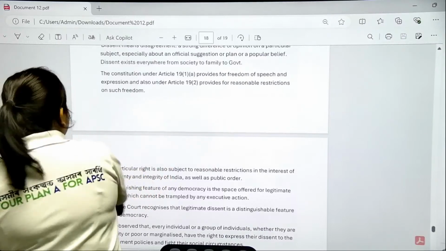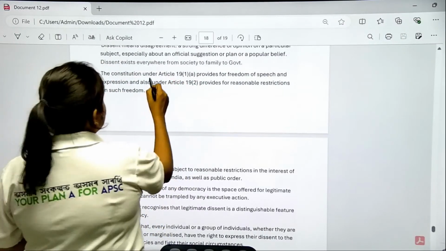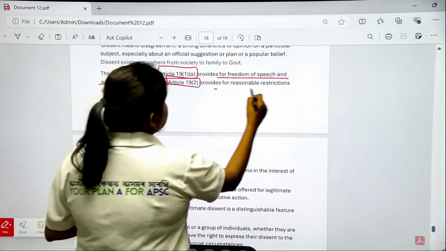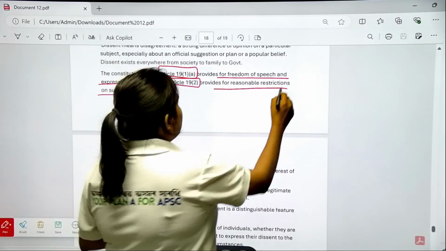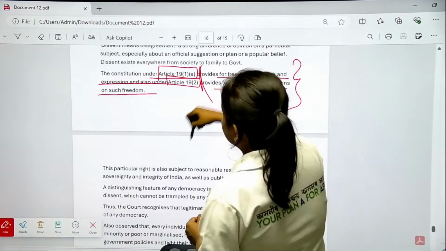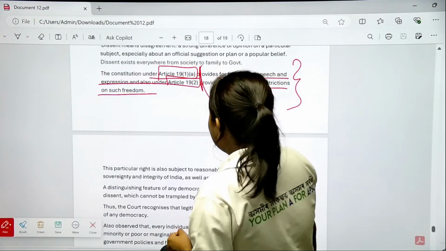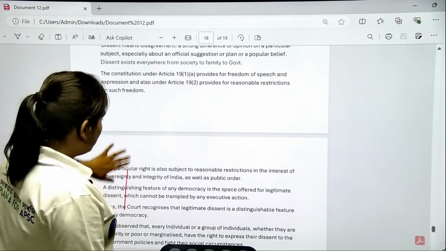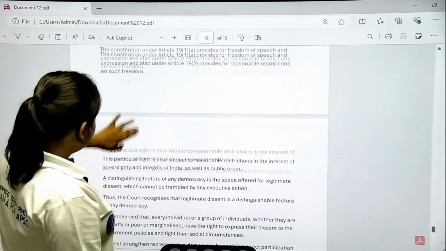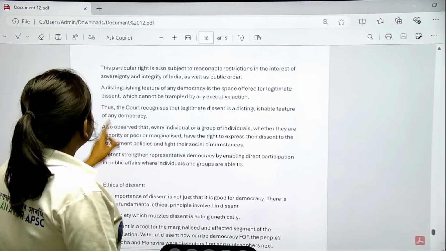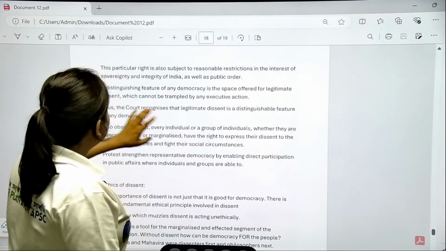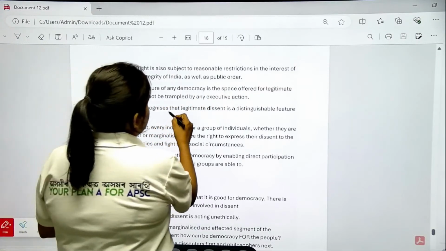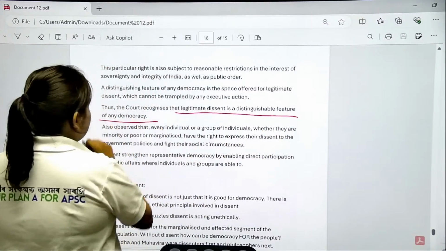Article 19(1)(a) provides freedom of speech and expression, and Article 19(2) provides reasonable restrictions on such freedom. So the right of dissent is a direct manifestation of Article 19(1)(a) and 19(2). Okay? The distinguishing feature of any democracy is the space offered to legitimate dissent, which cannot be trampled by any executive action. Thus, the court recognizes that legitimate dissent is a distinguishing feature of any democracy.